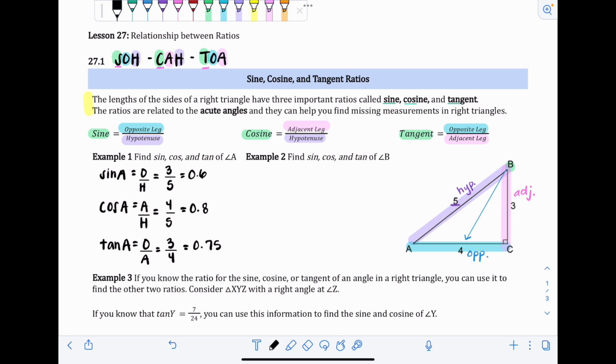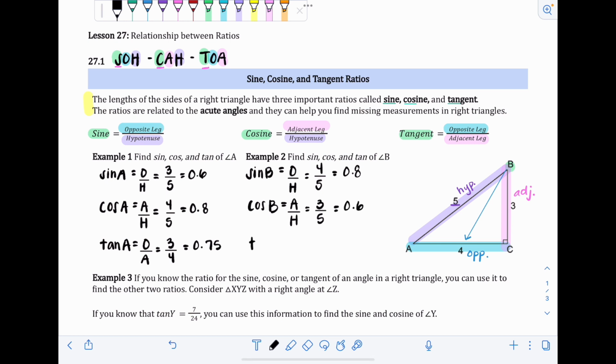So for angle B, first we'll find sine of angle B, which is opposite over hypotenuse. The opposite side for angle B is 4, so we put a 4 in the numerator. The hypotenuse is still 5, and 4/5 as a decimal would be 0.8. And then the next one, cosine of B. Cosine is adjacent over hypotenuse. The adjacent side to angle B is that 3, so it'd be 3 over the hypotenuse, which is still 5, and 3/5 as a decimal is 0.6.